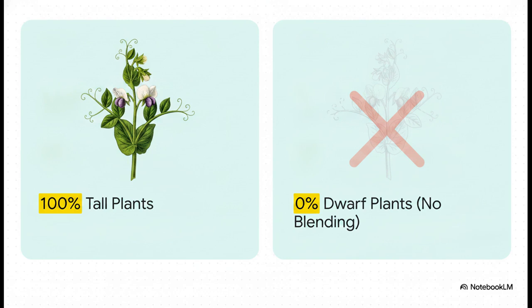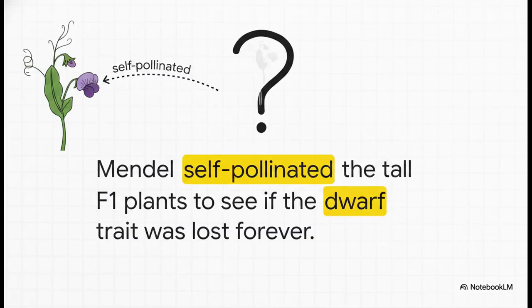It seemed as though the dwarf trait had just been erased from existence. But Mendel didn't give up. Instead, he essentially asked the plants to clone themselves. He let those tall F1 plants self-pollinate to create a second filial, or F2, generation.